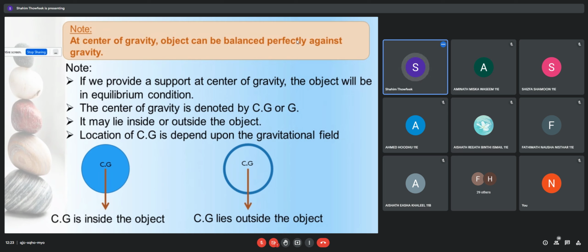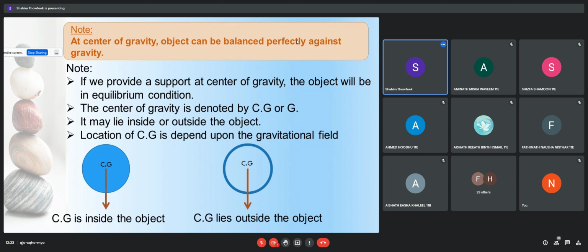It may lie inside or outside the object. What does that mean? On the left side, just imagine a solid sphere or a steel circular plate, a solid sphere. The center of gravity is inside the object. On the right side, just imagine a ring or a hollow cylinder, a hollow sphere. The center of gravity lies outside the object. So it can be both inside or outside.